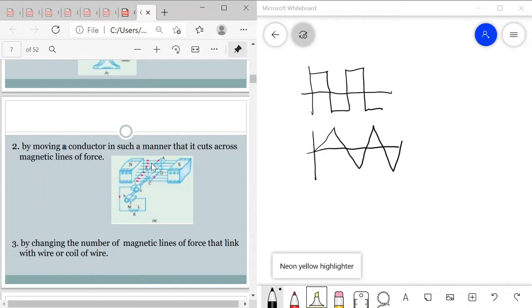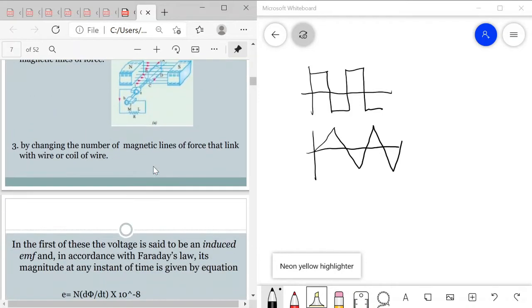In the video in our MVLE, number 2 ang ginamit doon na representation. As the conductor rotates, it cuts lines of force or lines of flux, and it produces an alternating voltage or alternating current. Number 3 is by changing the number of magnetic lines of force that link with a wire or coil of wire.